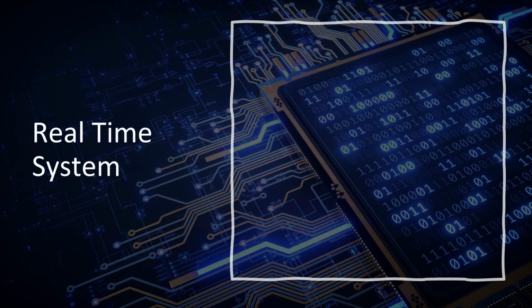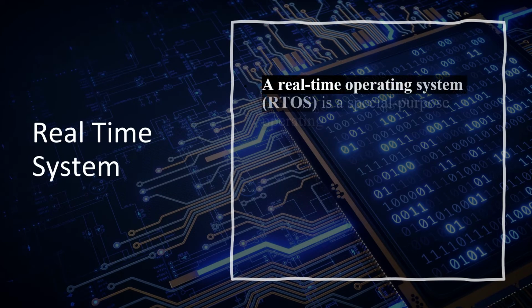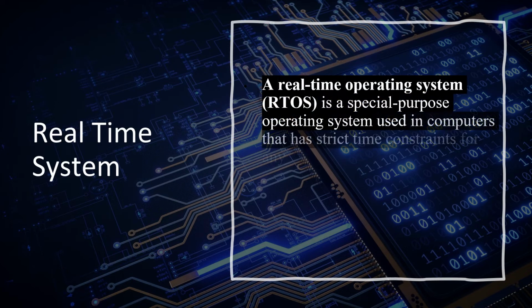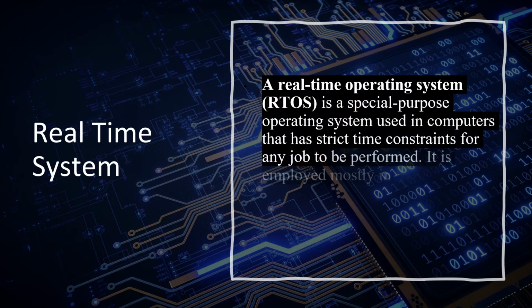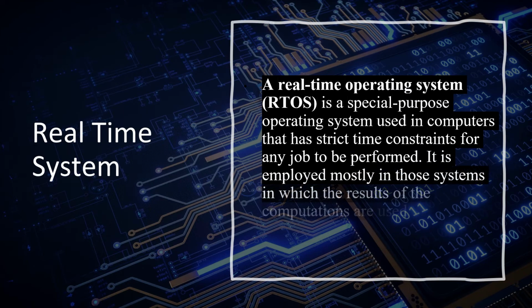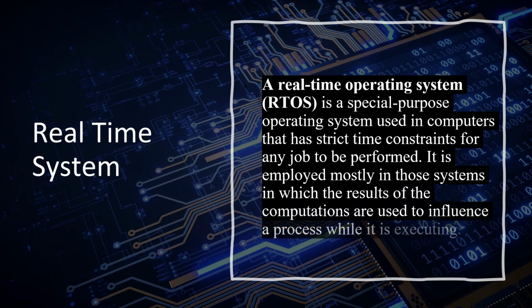Real-time system. A real-time operating system is a special-purpose operating system used in computers that has strict time constraints for any job to be performed. It is employed mostly in those systems in which the results of the computations are used to influence a process while it is executing.